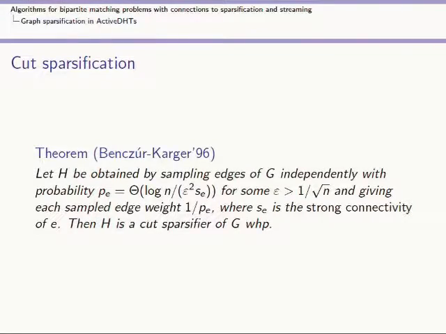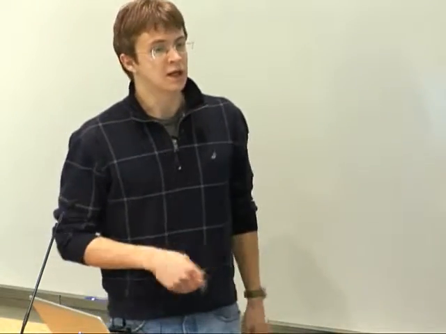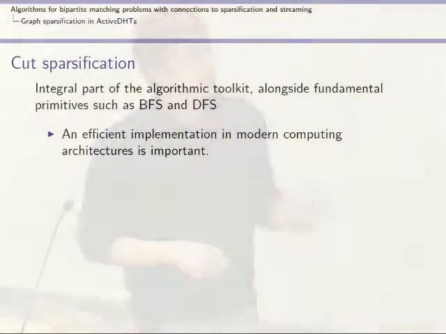The famous theorem of Benczur and Karger, proved in '96, shows how to construct such sparsifiers. In particular, they show that for each edge, one can calculate a probability p, such that if edges of the graph are sampled with these probabilities, and then we weight the sampled edges appropriately, the resulting weighted graph H will be a sparsifier of G with high probability. Furthermore, Benczur and Karger also gave a nearly linear time algorithm for finding these weights and hence constructing the sparsifier. Since '96, this has found numerous applications in cut and flow problems, and in fact has become an integral part of the algorithmic toolkit, arguably alongside such fundamental primitives as BFS and DFS. So this motivates the need to obtain efficient implementations of cut sparsification in modern data models.